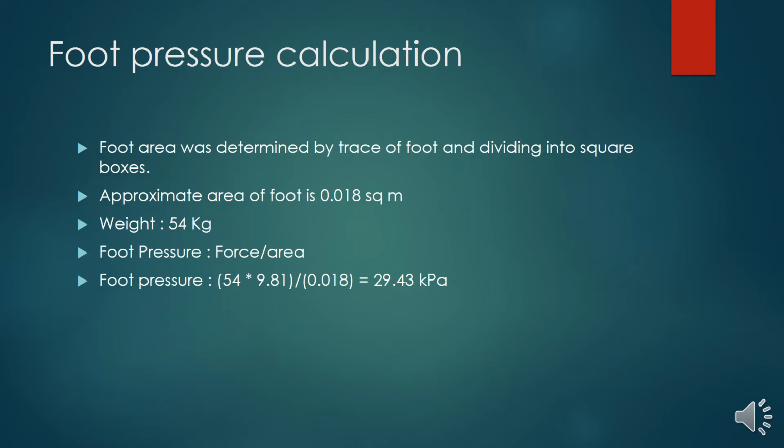So after simulating the movements, we calculated the foot pressure. To calculate the foot pressure, we had to determine the foot area by tracing the foot and dividing it into squares to calculate the area. The approximate area of the foot was calculated to be 0.018 square meter. The weight of the person was 54 kgs, so the foot pressure calculated was 29.43 kilopascal.